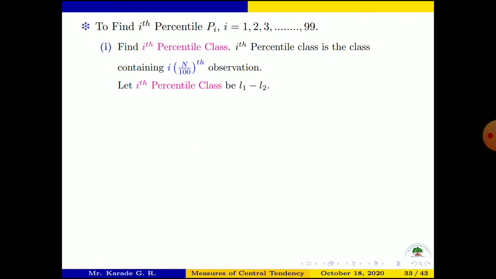First, find the ith percentile class. The ith percentile class is the class containing the (i times n upon 100)th observation. You have to find out in which class this observation lies, and that class is the ith percentile class. Suppose that the ith percentile class is L1-L2.